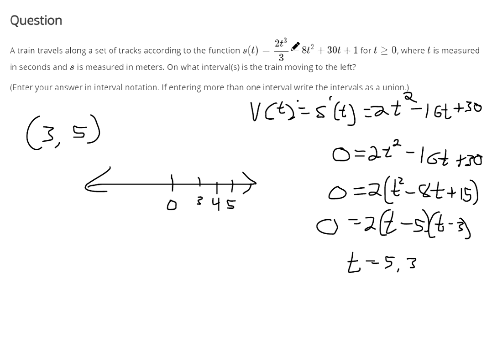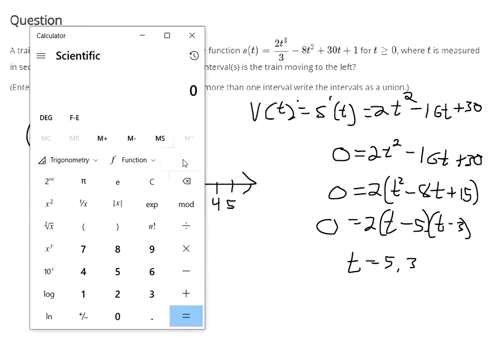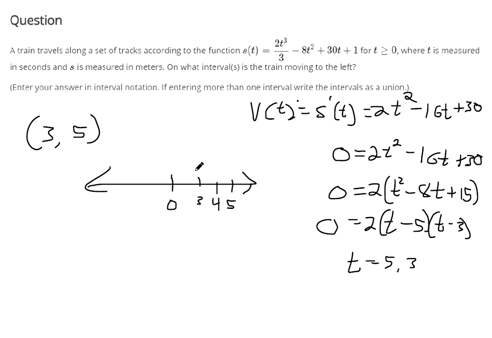If you plug 4 into the velocity function, not the original function, because that would just tell you what location you're at when you're at 4. If you plug that into the velocity function, 4 squared is 16, 16 times 4 is 64. We're negative. We're going backwards, to the left. So that assures us that between here, we're getting negative numbers.